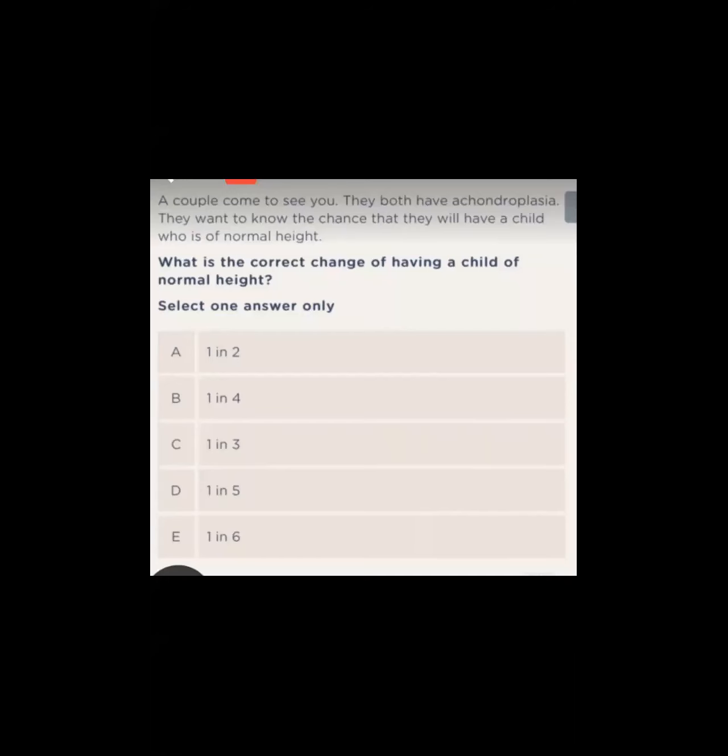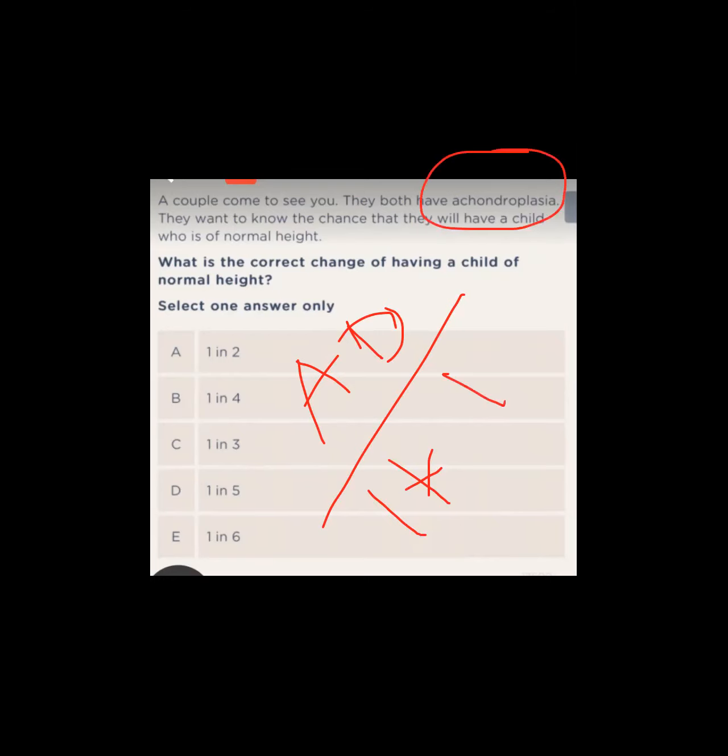Now the next question is, a couple came to you, and they both have achondroplasia. This couple is diagnosed with achondroplasia. Now they want to know, if they have a child, what is the chance that the child will be normal? Now we know achondroplasia is an autosomal dominant condition. So according to the formula, both the parents have a bad gene, because they both are sufferers.